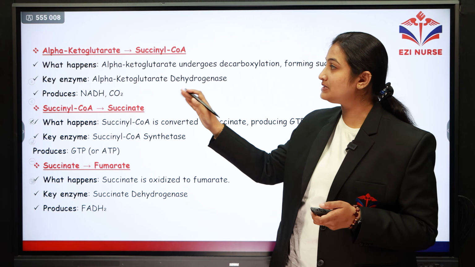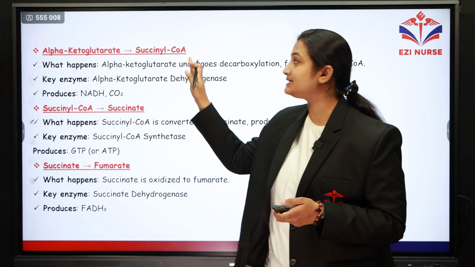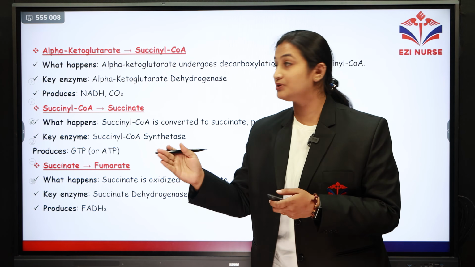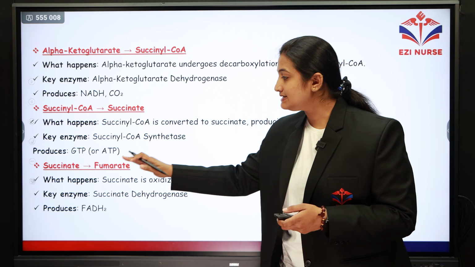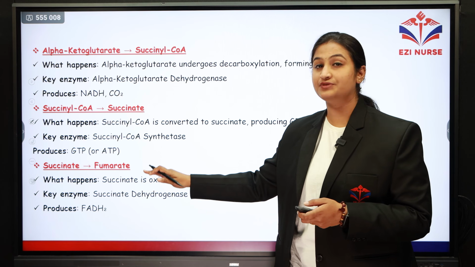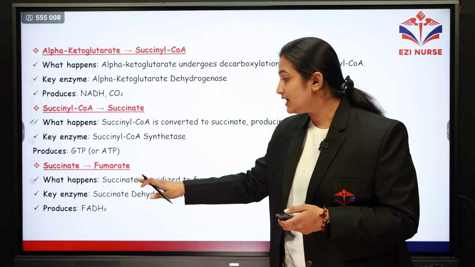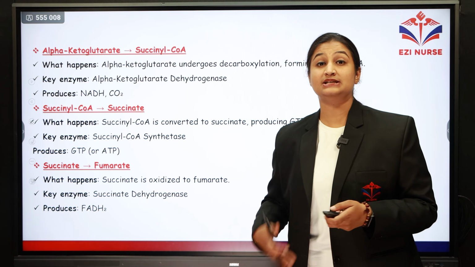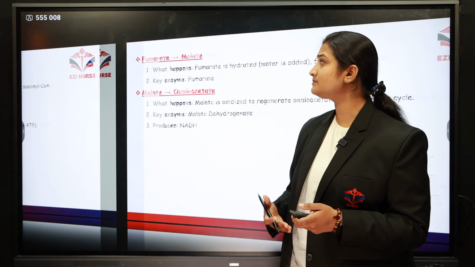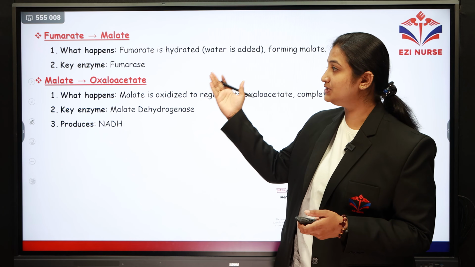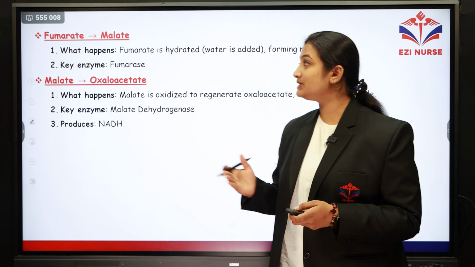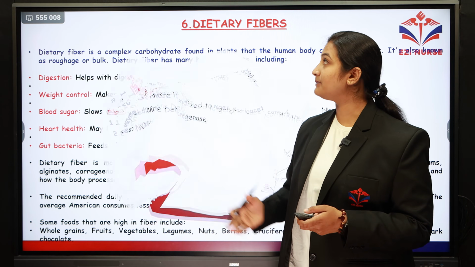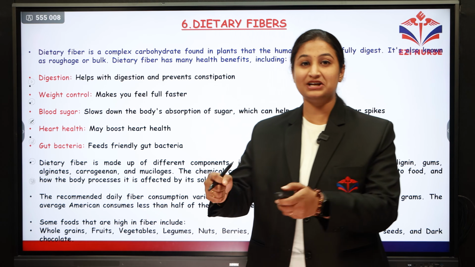In the next steps, alpha ketoglutarate is converted into succinyl-CoA, succinyl-CoA is converted to succinate, and succinate is converted into fumarate. What are the key enzymes, and what is getting produced? Fumarate is converted into malate, and malate into oxaloacetate. So these are the steps that happen.